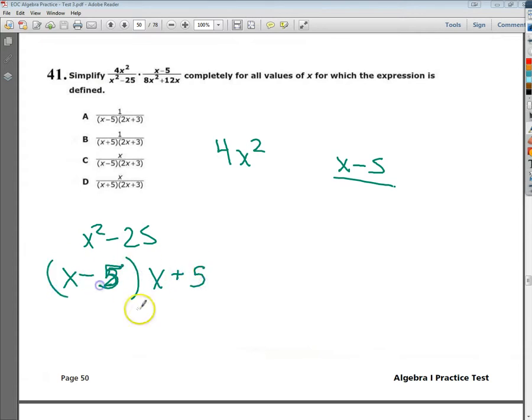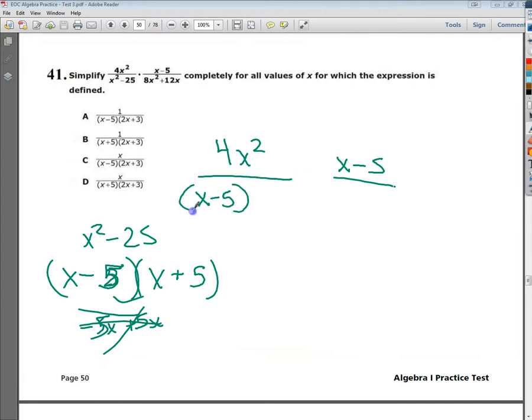This is supposed to be a 5. The reason I have different signs is twofold. Number one, if I were to FOIL or multiply it back, negative 5 times positive 5 gives me the negative 25 that I'm looking for. Also, the minus 5x that you would get by multiplying here and the positive 5x that you would get by multiplying here will actually cancel out. So you'll end up with no middle term, just like you needed. So I'm going to put x minus 5 and x plus 5. The order of those doesn't matter, by the way.